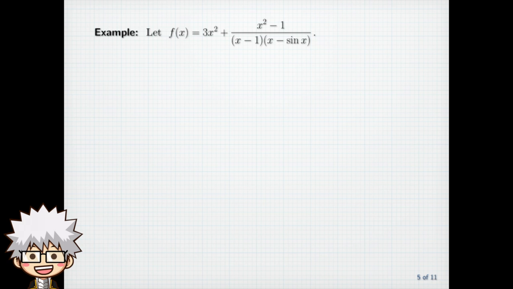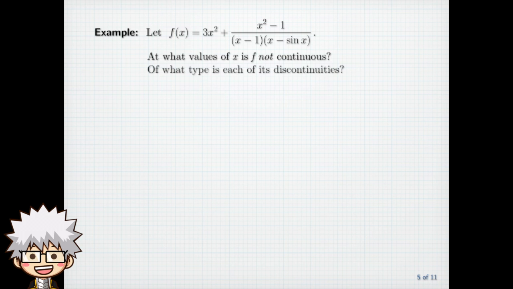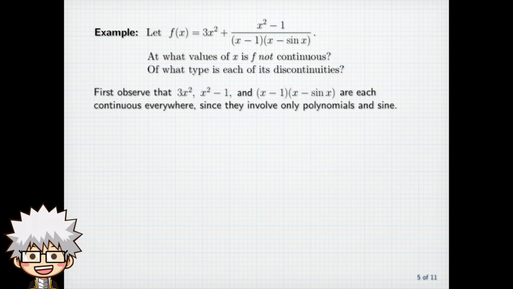Example. Let f of x equal 3x squared plus x squared minus 1 divided by x minus 1 times x minus sine x. At what values of x is f not continuous, and of what type is each of its discontinuities? Let's first observe that 3x squared minus 1, and the denominator x minus 1 times x minus sine x are each continuous everywhere, since they involve only polynomials and the sine function.